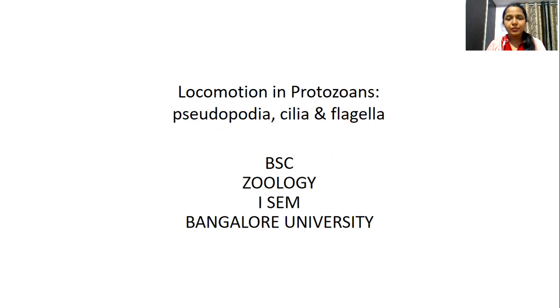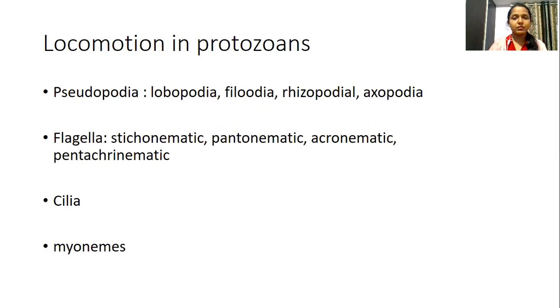In this video, I'm going to explain locomotion in protozoans. In case of protozoa, we can find different varieties of locomotion, that is the pseudopodial, flagellar, and ciliary modes of locomotion. Protozoans, as we all know, are microscopic unicellular organisms that exhibit different modes of locomotion.